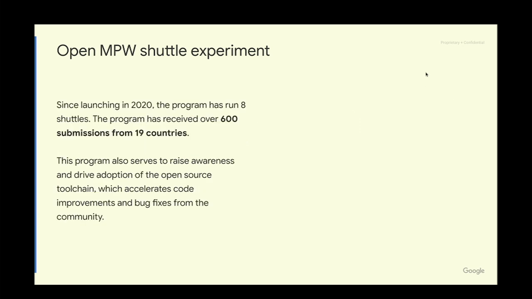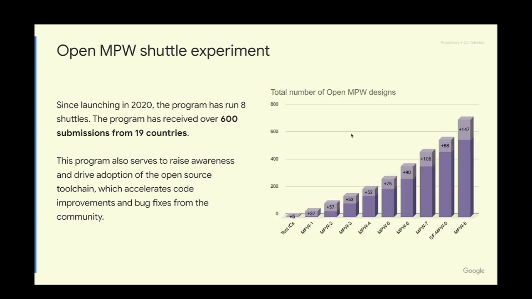Since we began this in 2020, the program has run 8 shuttles so far. We've received over 600 submissions from 19 different countries. And we've also been really excited because this has served to raise awareness and drive adoption of these tools. This helps us because the more people that use the tools, the more bugs we find, the quicker we can fix those bugs because we get contributions from the ecosystem. And everybody helps everybody else improve these much faster than they would if we were trying to do it on our own.